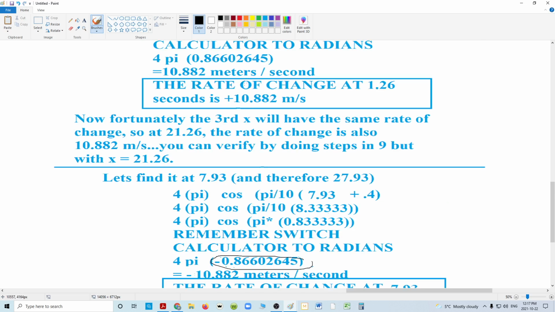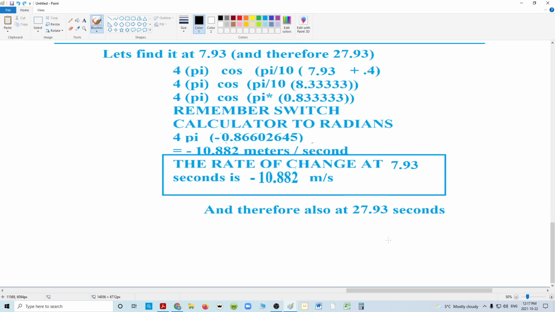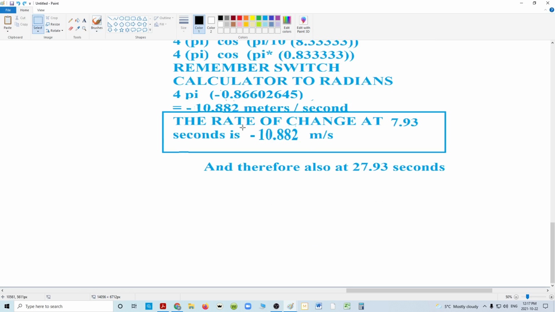By the way, that is the negative of the one we got up here, which makes sense because if you look at the ride, he's going to be coming down just as fast at that same height as he was going up. And why is it negative? Because he's going down now. His rate of change is he's falling that fast. And then we get that he's indeed this time going negative 10.822 meters per second, which makes sense. However, it's breakneck, and therefore also at 7.93, he is going negative 0.29 meters per second.